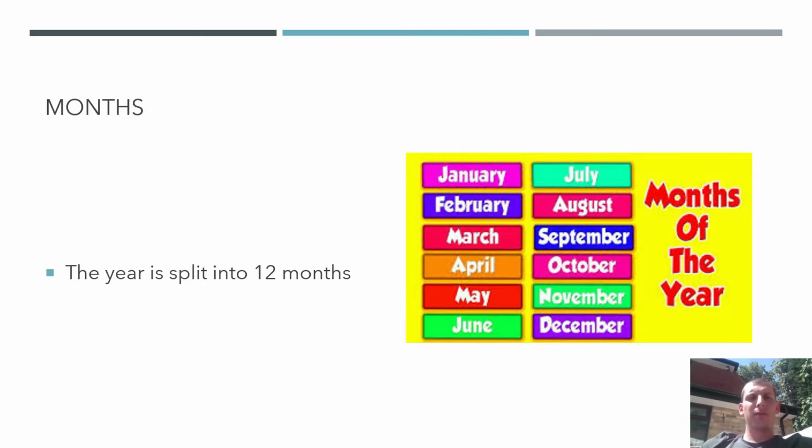Excellent. Now, we have our year, which is split into months. Now, there are 12 months in a year. So if you think of this box as a whole year, we're going to split our box into 12 months. And we know our months are January, February, March, April, May, June, July, August, September, October, November, December. So in 1 year, we have 12 months.